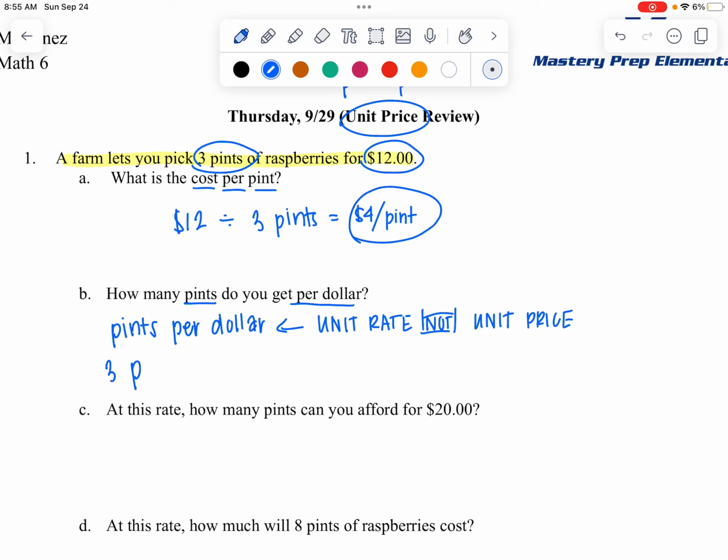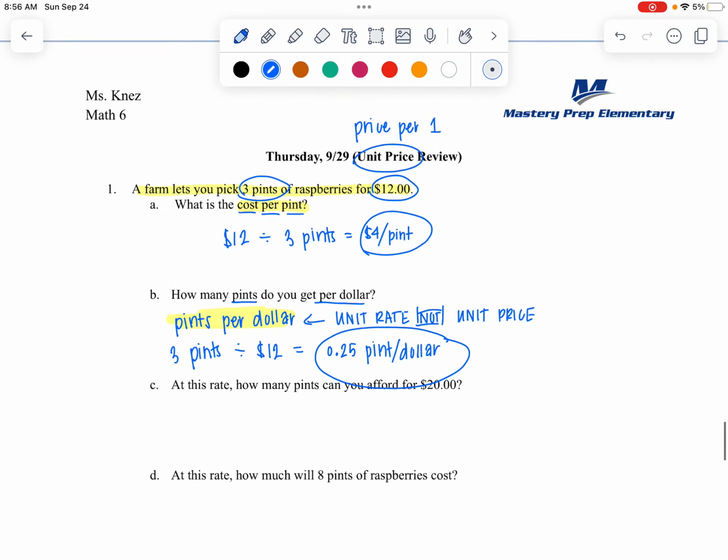We divide 3 pints by $12. And again, the reason why the division flipped is because the words flipped. We were looking for cost per pint, and now we're looking for pints per dollar. 3 divided by 12 gives you 0.25. Oops, not 25 cents. See, we got to be straight with the units. 0.25 pints, so 1/4 of a pint per dollar. And I'll let you do C and D.